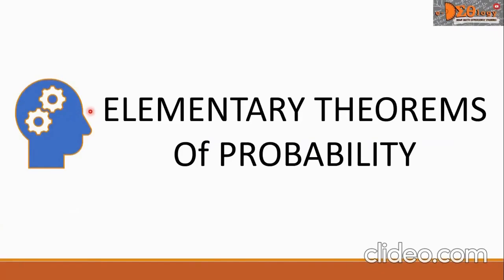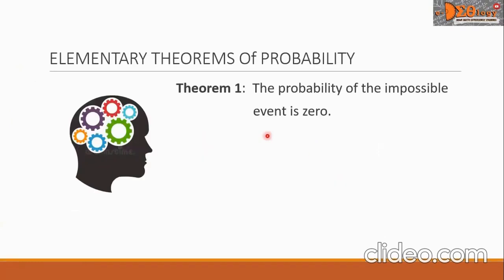Hi everyone. Today we're going to study elementary theorems of probability. Let us have theorem 1. The probability of the impossible event is 0. In symbol, we write P of impossible equals 0.